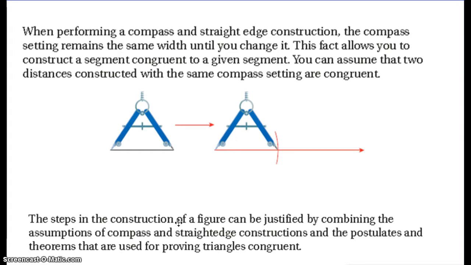Before we get started too much, I want to talk about what a compass is for. When I open my compass to a certain width, it stays that width until I change it. That's why I can draw a circle, because a circle is all of the points that are equidistant from the center. Using a compass, we can mark, for example, in this one right here, we are copying the line segment. So by construction, we can say that this segment is the same length as the black one right here.